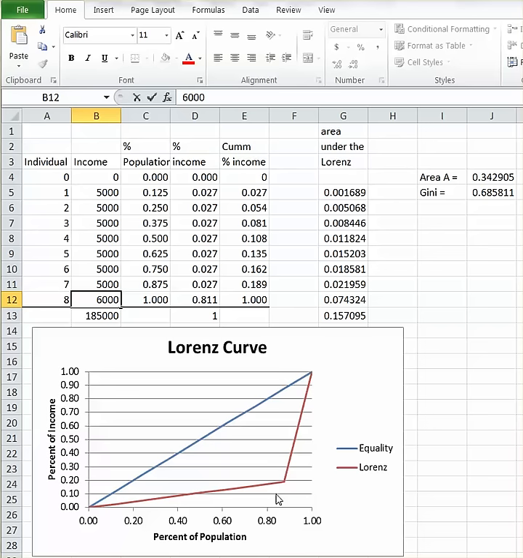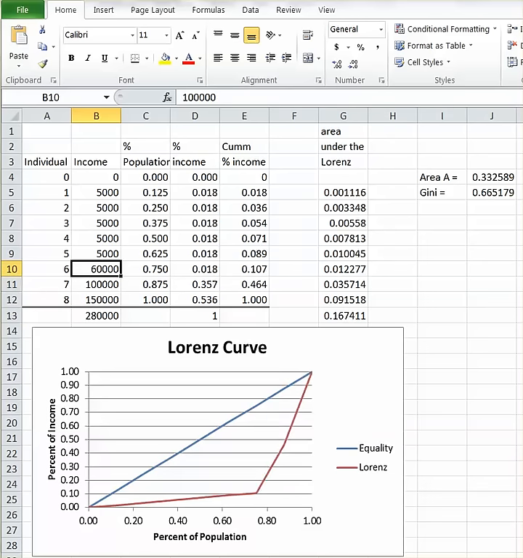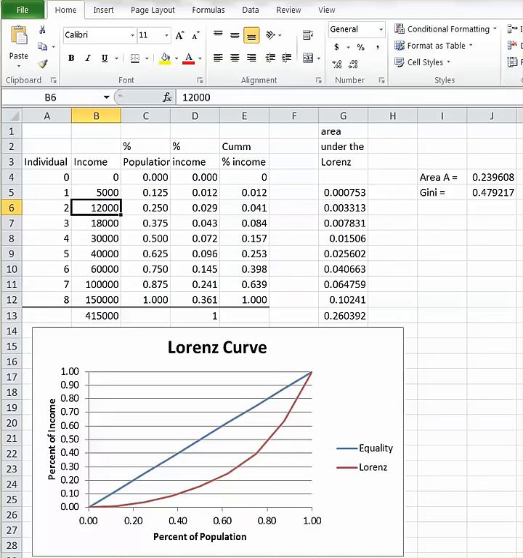Now it should be, when I hit enter, that this Lorenz curve is going to jump way up here and be almost on this blue line, and the Gini index should get very close to 0. So here we go. Yeah, and so now our Gini index is 0.021341, and our Lorenz curve is almost laying directly on top of the blue line. So let me back out of all this stuff. There you go. And there I am.